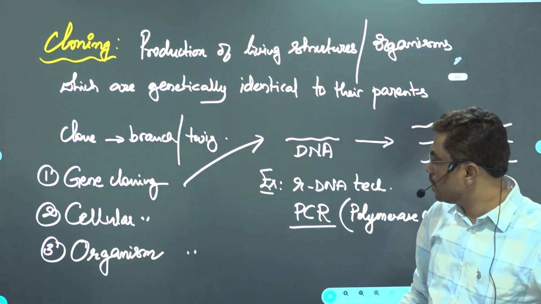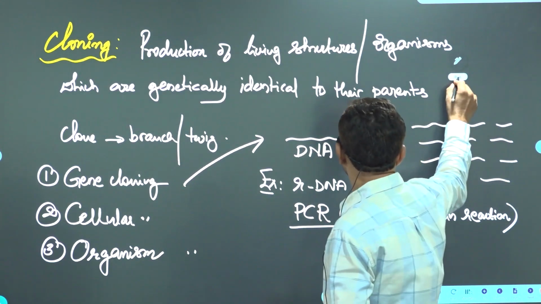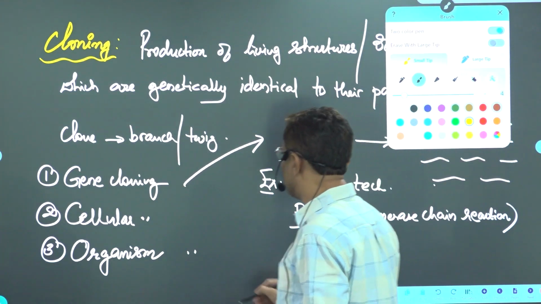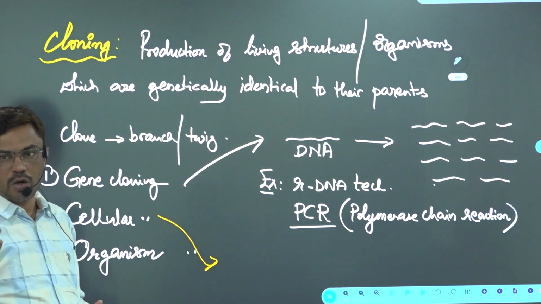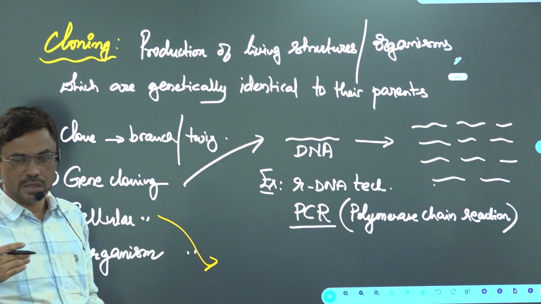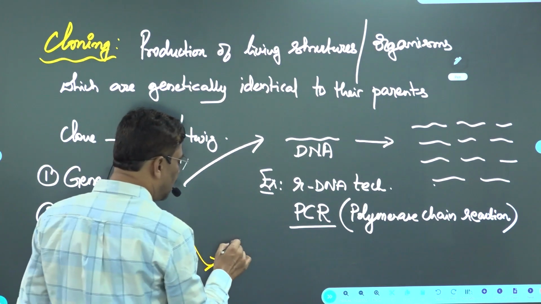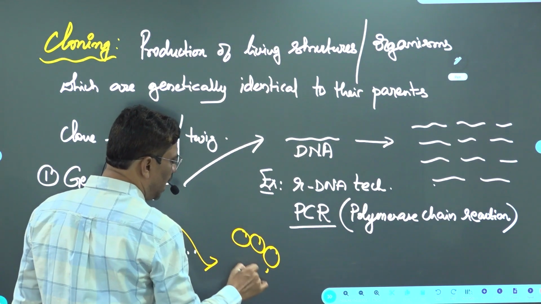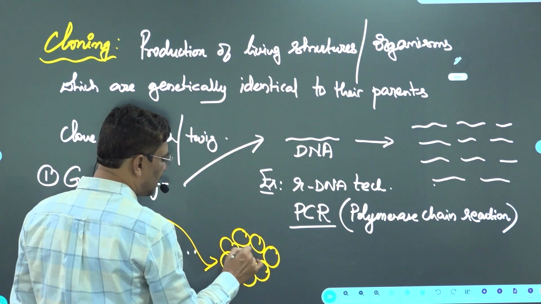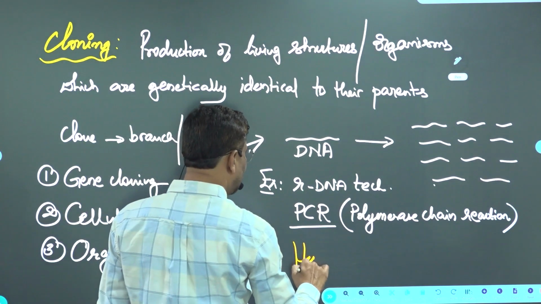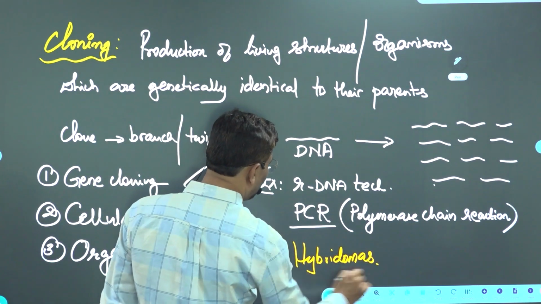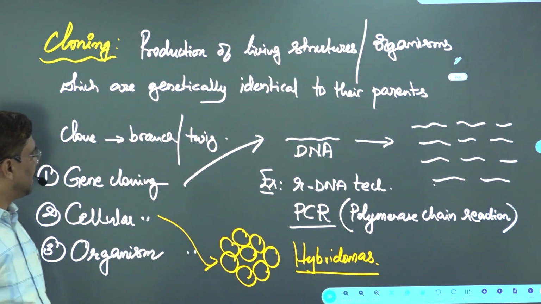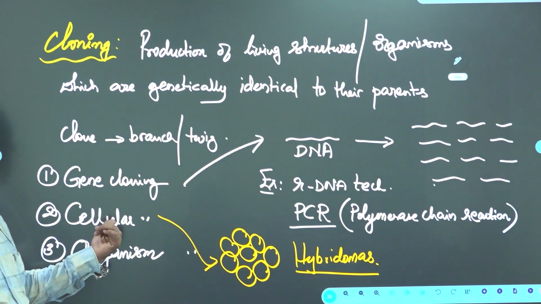And next, another one is cellular cloning. Just now we discussed monoclonal antibodies. The monoclonal antibodies are produced by hybridoma technology. So that means cellular cloning. Here in cellular cloning, many hybridomas are produced like this. So this is an example of hybridoma technology, the production of many hybridomas. It is an example of cellular cloning.